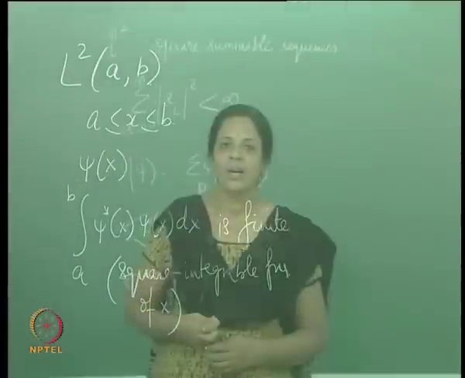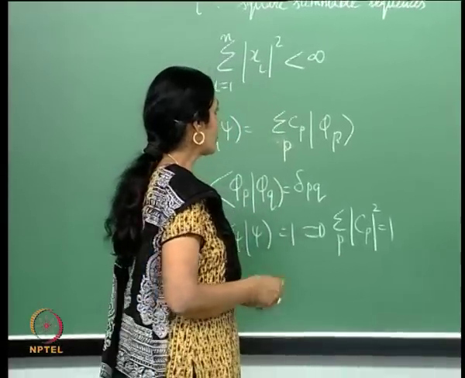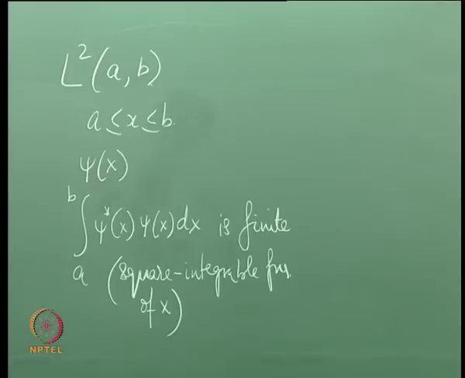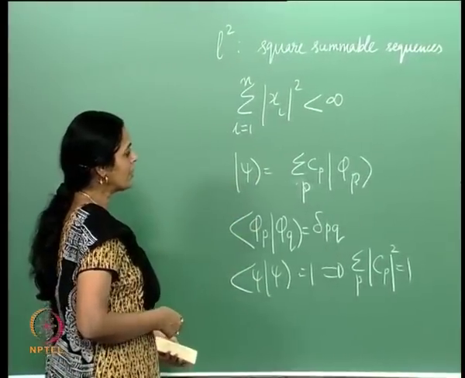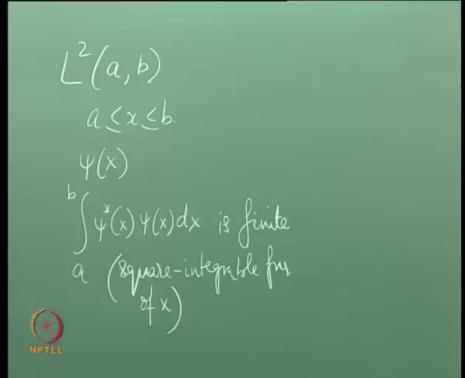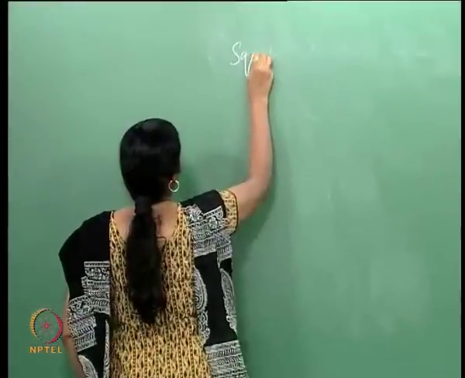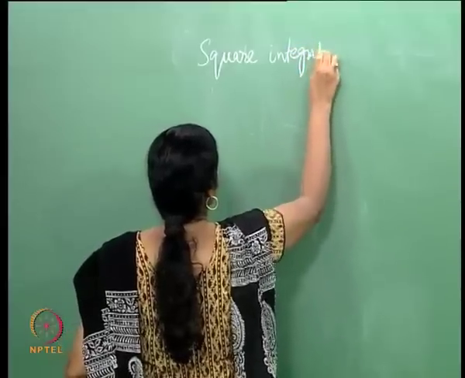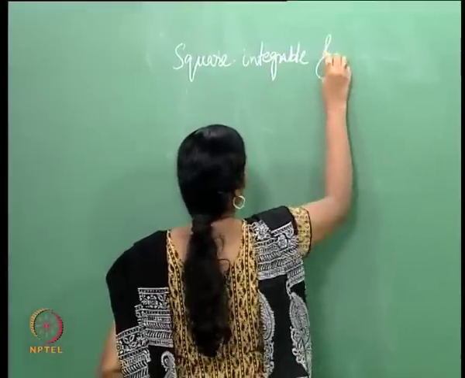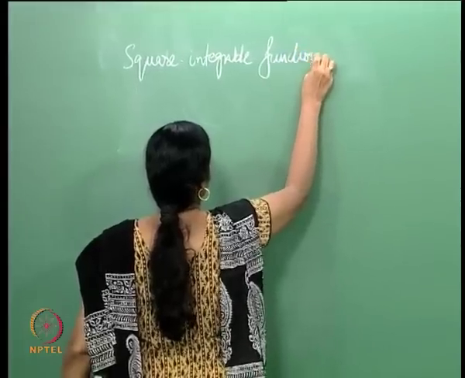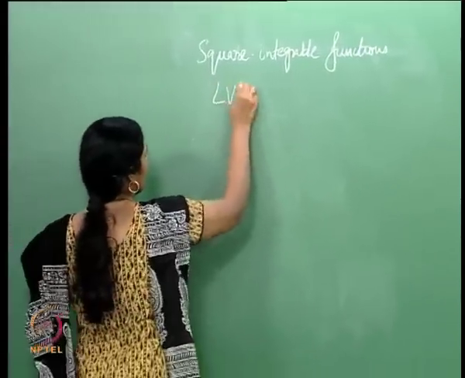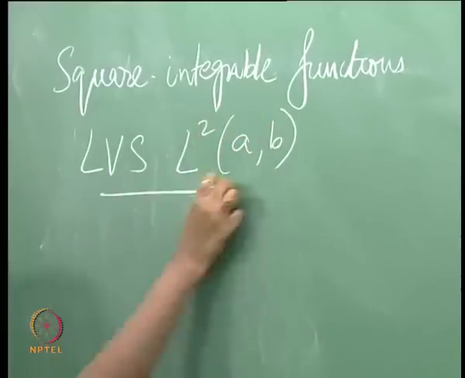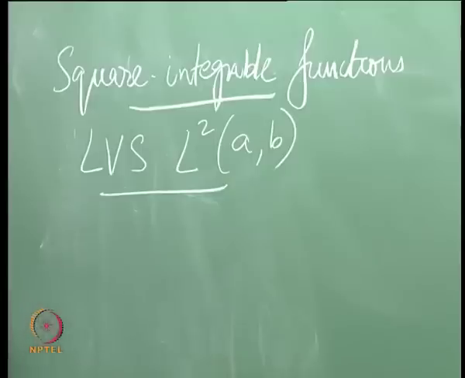So, today I will talk about certain aspects of square integrable functions of x. In other words, we will be discussing the space capital L2 of a comma b, so, square integrable functions. The linear vector space is L2 of a comma b. So, this is what we will talk about today.